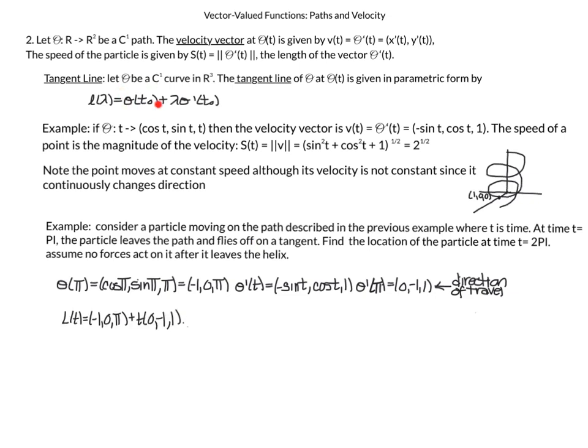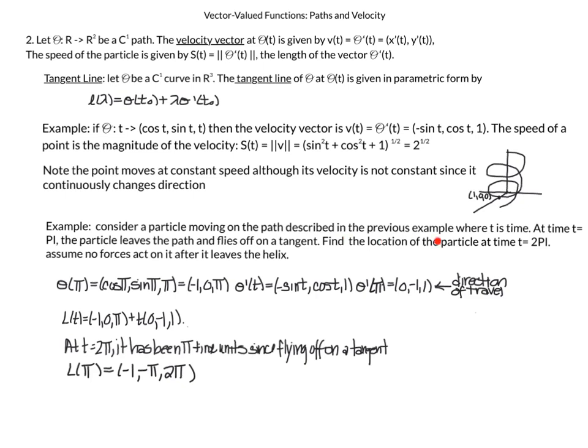So we have a point and we have a direction. We can write a formula for the tangent line, which I denoted L of t. The starting point for our tangent line is going to be (-1, 0, pi), and then we're going to have plus t, because I parameterized with t now, times our velocity, which tells us the direction of our line. So that will be (0, -1, 1).